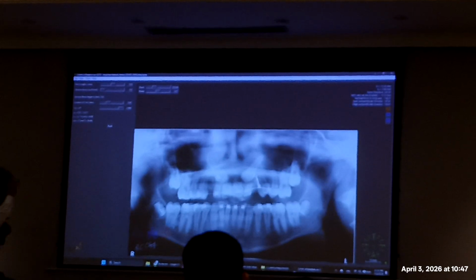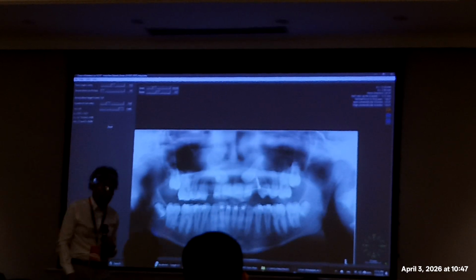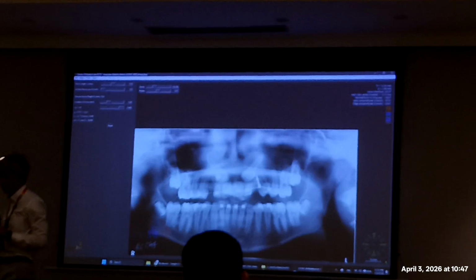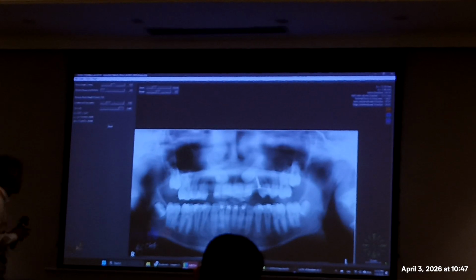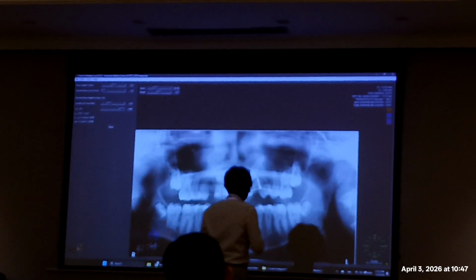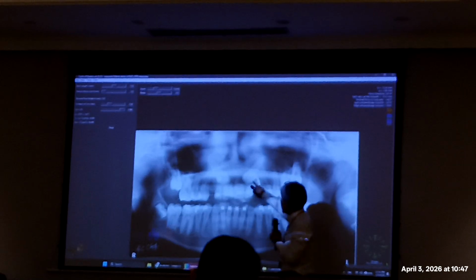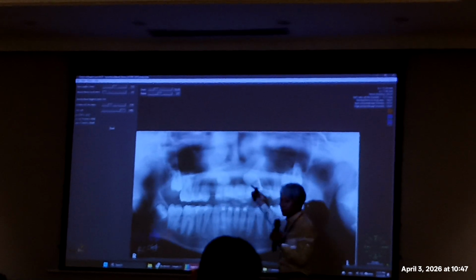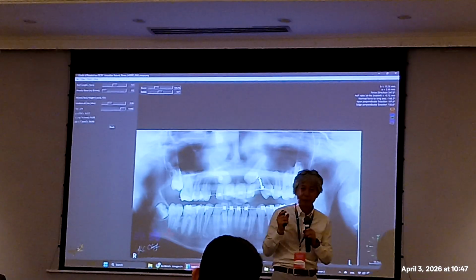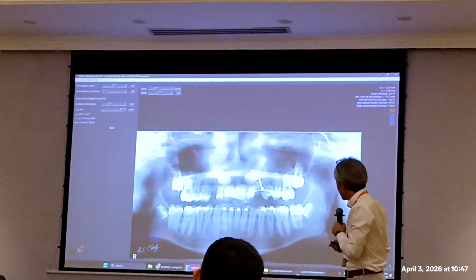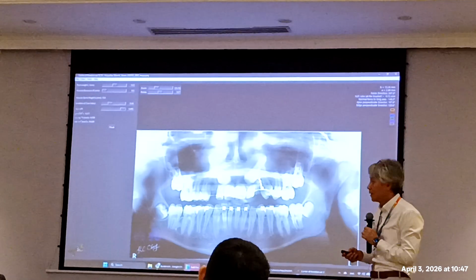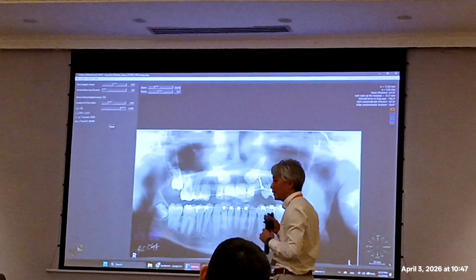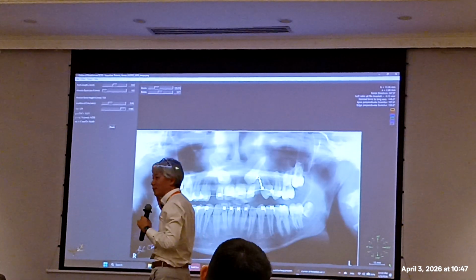This is a case that I quote from the AJO. You can see that the bracket was placed not at the crown. The bracket was placed at the cervix instead of the crown, right? And the force was applied a little bit distantly. And my question is, is it good or bad?